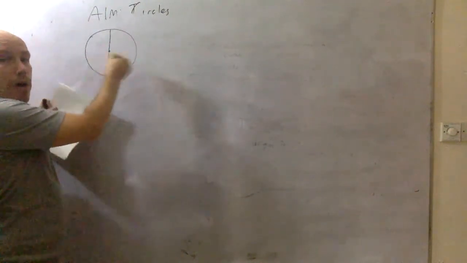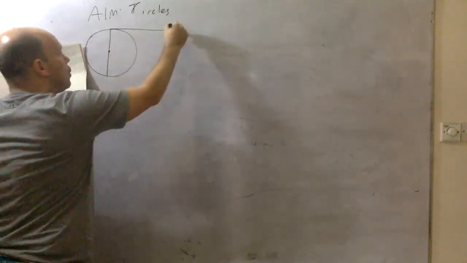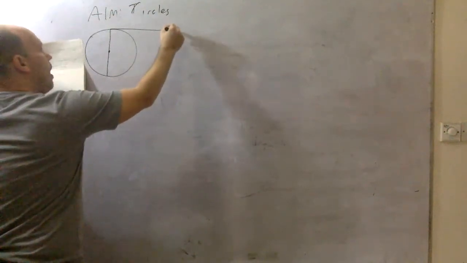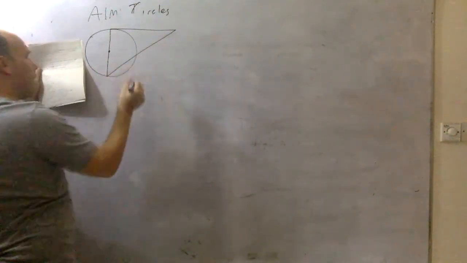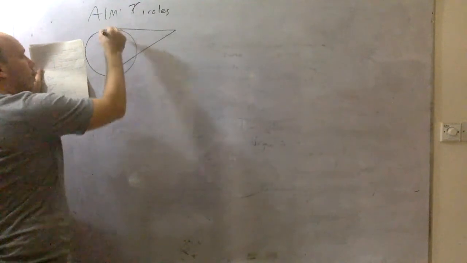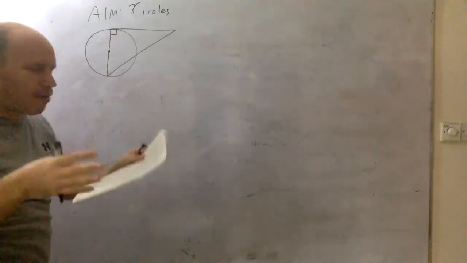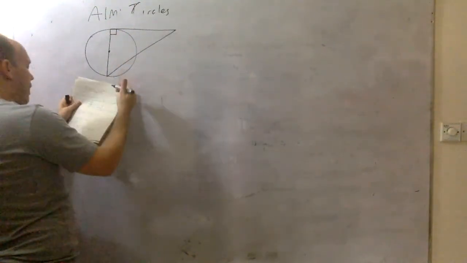This is the diameter, and let's say this point is tangent over here. And we have the segment over here, so we know it's perpendicular. That's the idea. They're bringing back right triangles. This is 38.